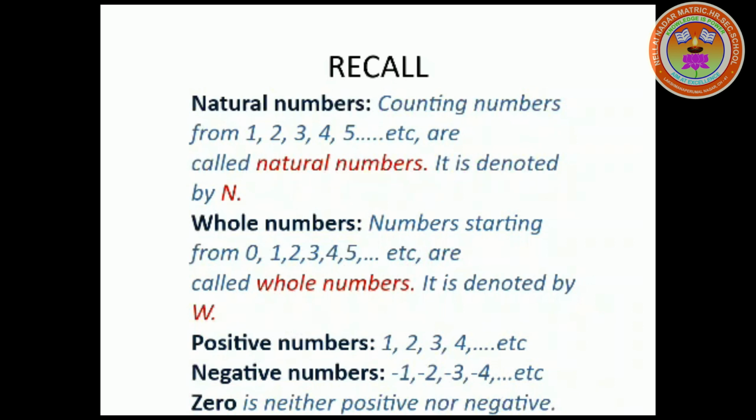Positive numbers. All natural numbers, that is 1, 2, 3, etc. are all called positive numbers. Negative numbers. -1, -2, etc. are all negative numbers. 0 is neither positive nor negative.